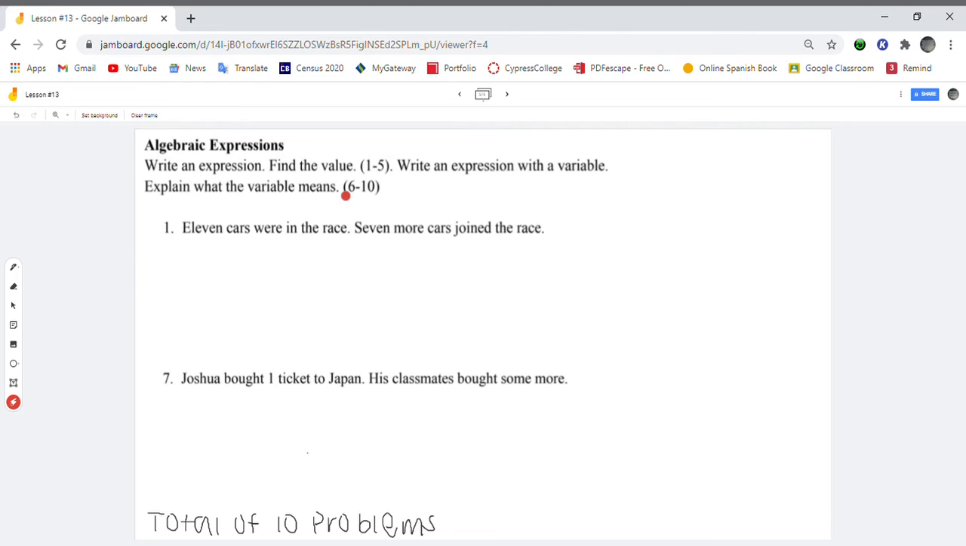So I picked one number from both sections. From each section, I chose number 1, so we can go over this. And I chose number 7 to do the second part. And there's a total of 10 problems.